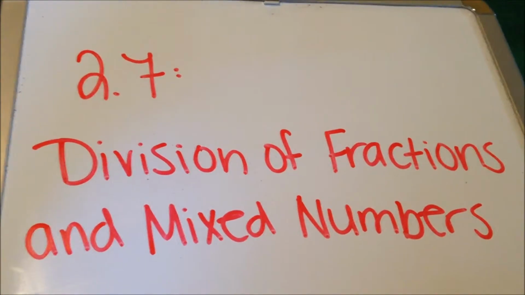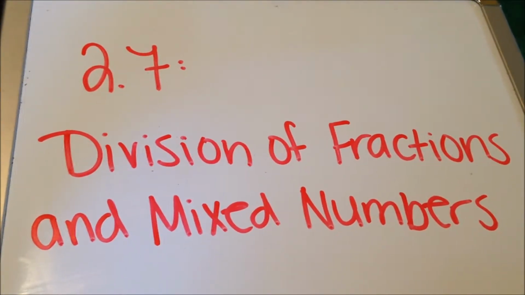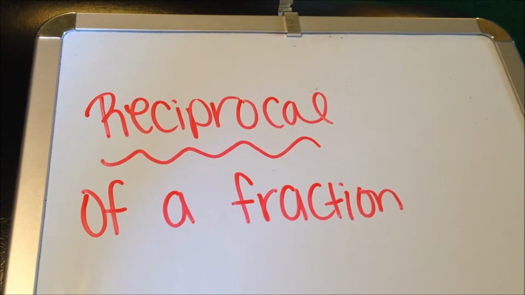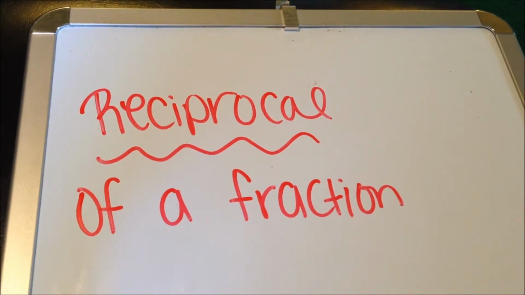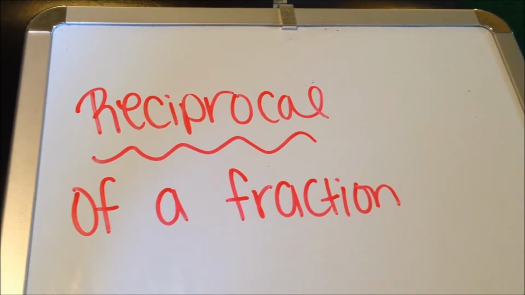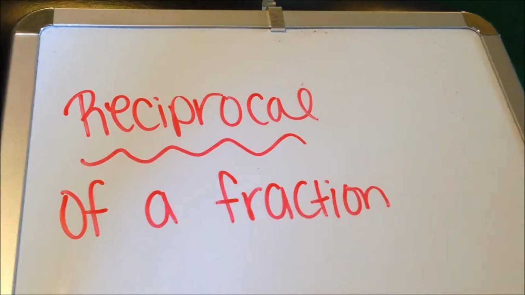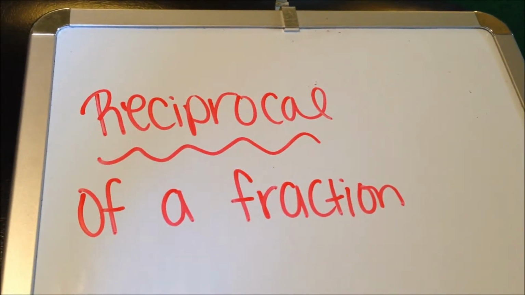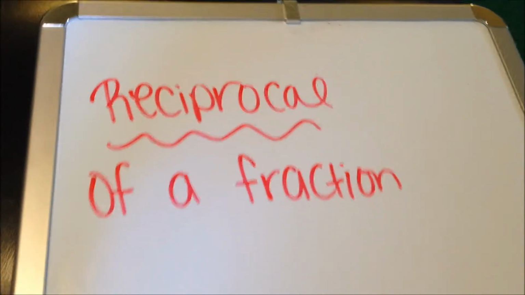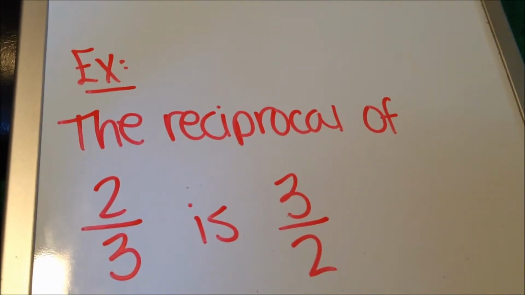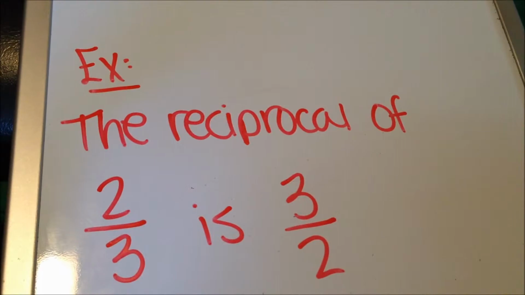Section 2.7, Division of Fractions and Mixed Numbers. Let's start by talking about the reciprocal of a fraction. The reciprocal of a fraction is the fraction with the numerator and denominator interchanged. So basically you just flip the fraction upside down. An example would be the reciprocal of 2/3 is 3/2.